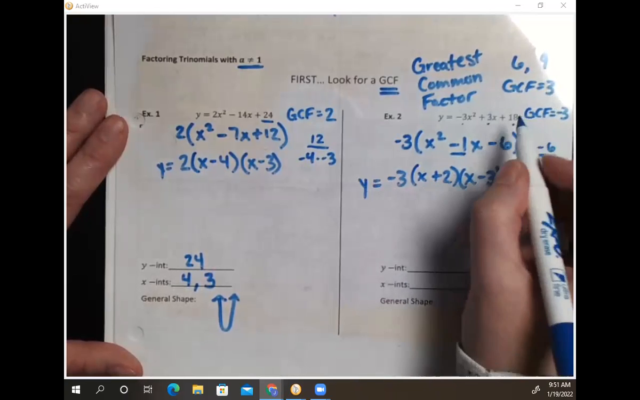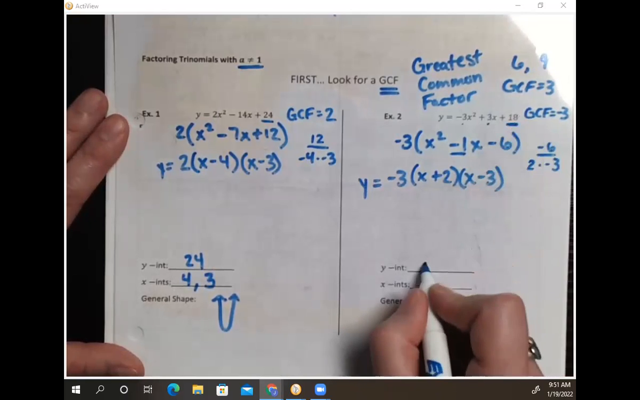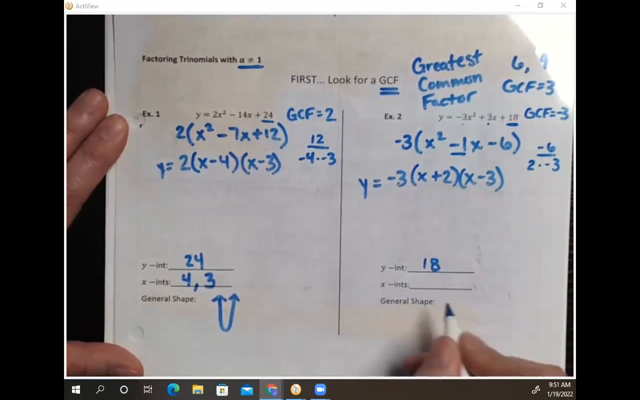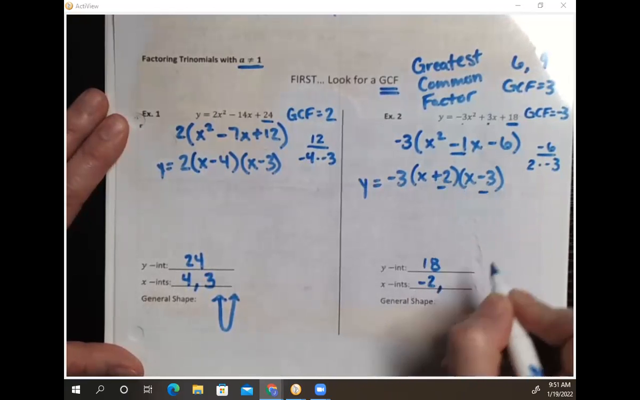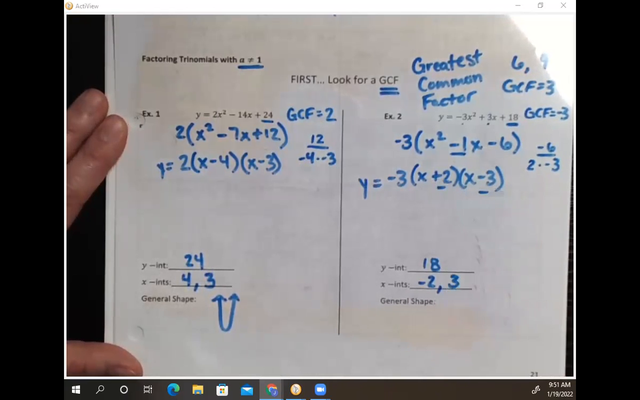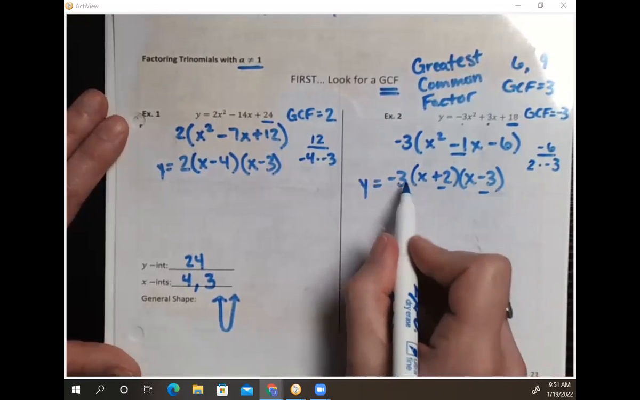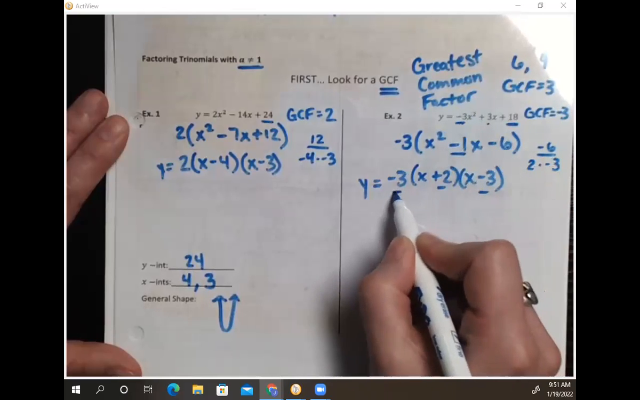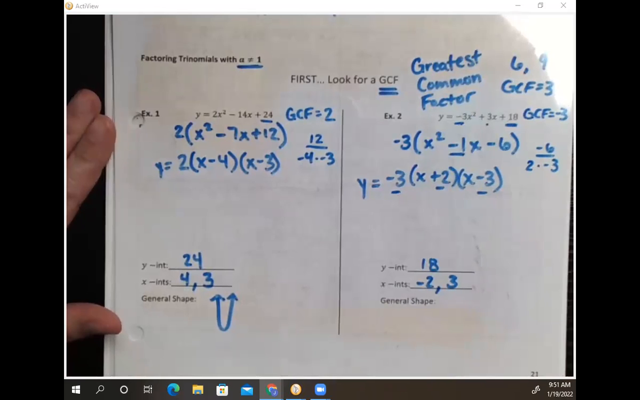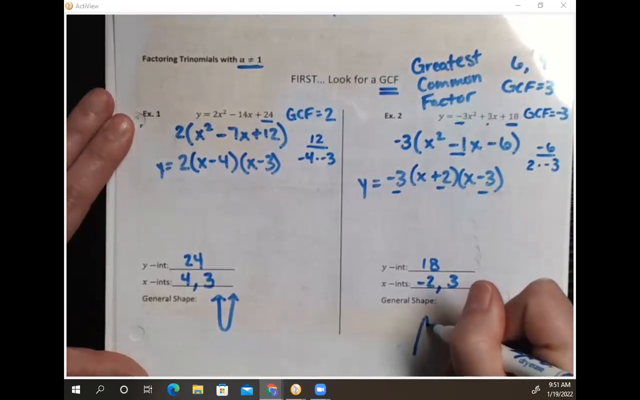My y-intercept, remember, we get from standard form, that would be 18. And my x-intercepts come from factored form, so negative 2 and positive 3 for my x-intercepts there. What is that A value? I have the same one in standard form and in factored form. What does that A value tell me about the shape of my graph? It's going to go down, and anything else that we know about it? It's going to be stretched out, yeah, stretched by a factor of 3.